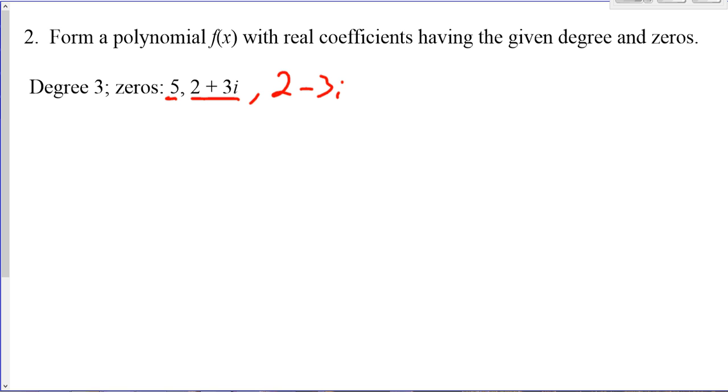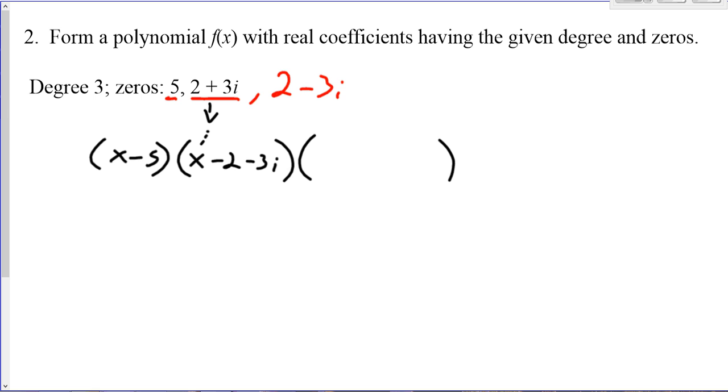To write out my polynomial now, I'm going to write out my factors. If I have a zero of 5, I know that I'm going to have x minus 5 as one of my factors. Remember, I want to write my factor so that when this value is plugged in, it's equal to 0. So for that, I need an x, a minus 2, and a minus 3i. When this value goes into my x, the minus 2 will cancel out the real part, and minus 3i will cancel out the imaginary part. And my other root is going to be x, again minus 2, but I need a plus 3i there, and that'll give me a 0 there.